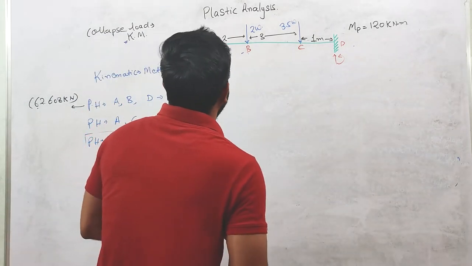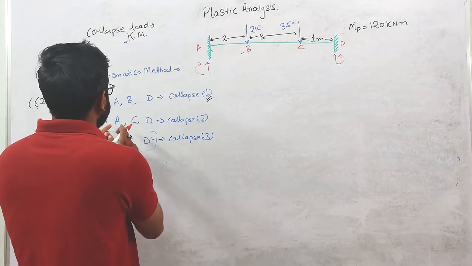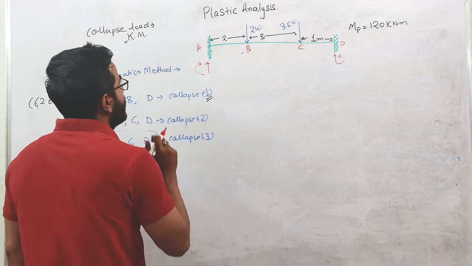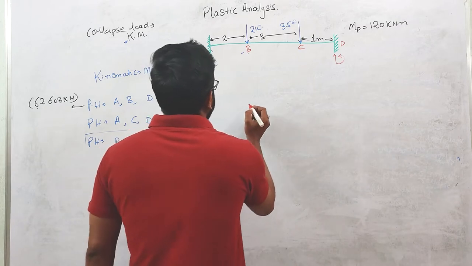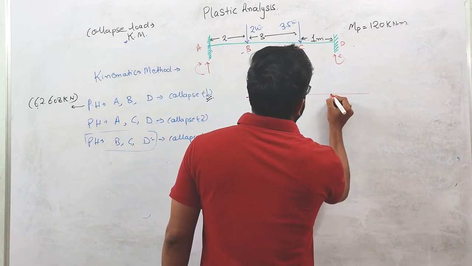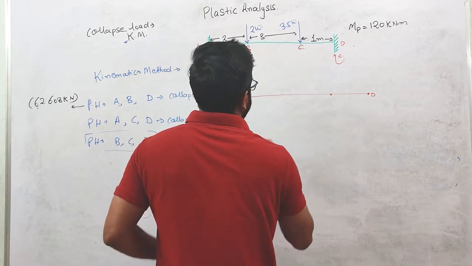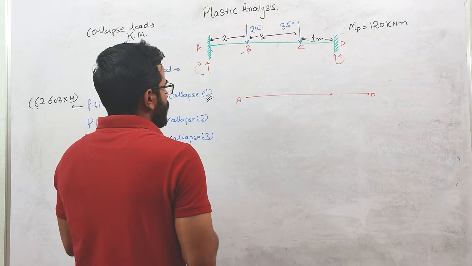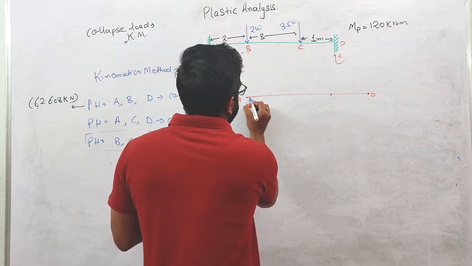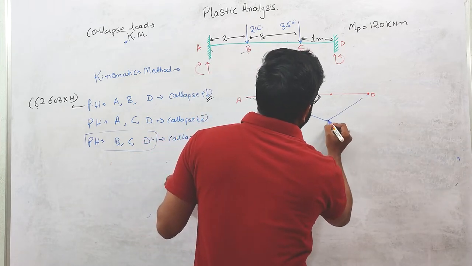Now we are assuming that collapse is taking place, with the plastic hinges forming at points A, C and D. When the plastic hinges are formed at A, C and D, the deflection diagram during collapse, when you give the virtual displacement, will look like this.